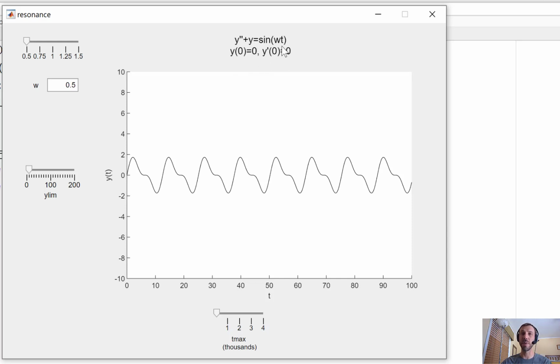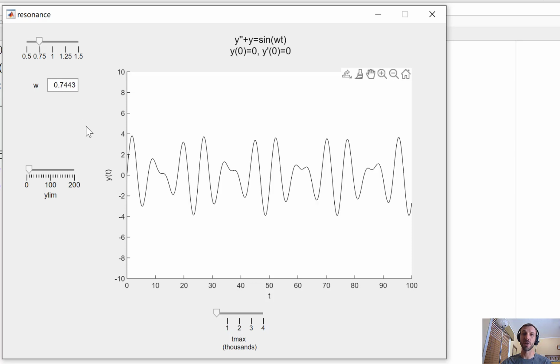To begin, we're going to look at an example of the second order equation y double prime plus y equals sine omega t, where omega is a parameter representing the input angular frequency. When omega is 0.5, we can see that the solution is periodic. It's in fact a combination of two sine waves of different frequencies, and it has a maximum amplitude of around 2.